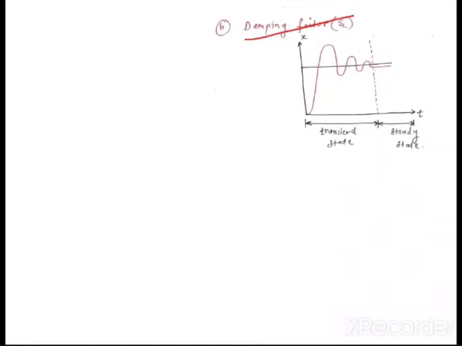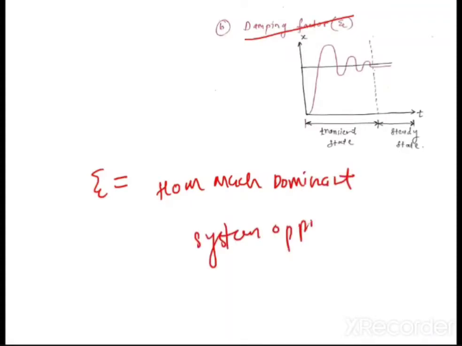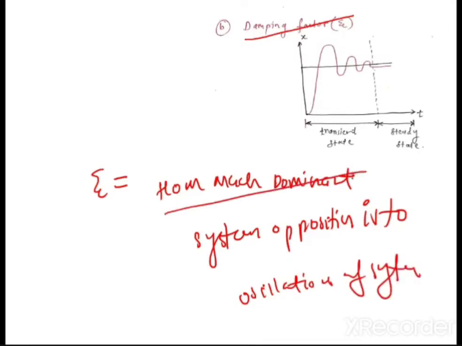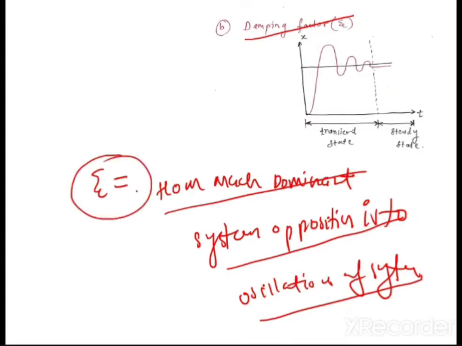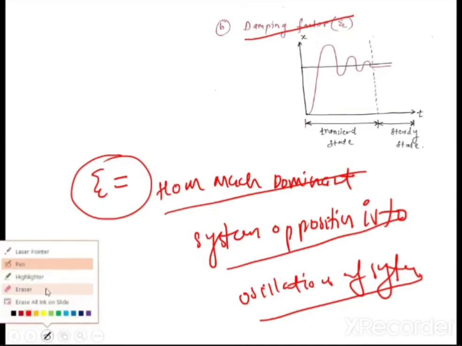Okay, so in short, the moral of the story is that the damping factor zeta explains how dominant the system's opposition is to the oscillations of a system. It tells us how much dominant the system opposition is to the oscillation of the system. So let us see how we calculate it mathematically.